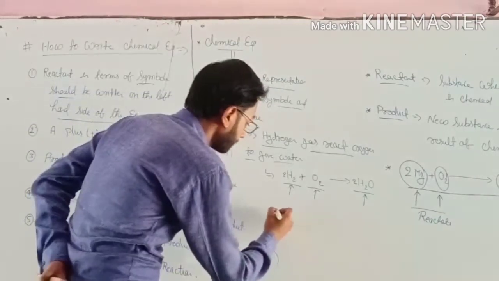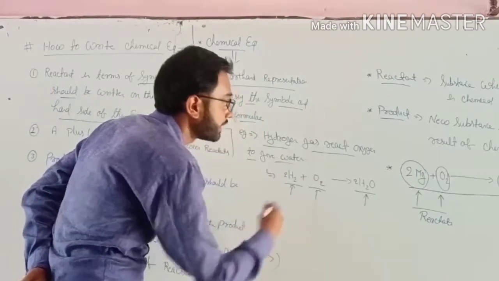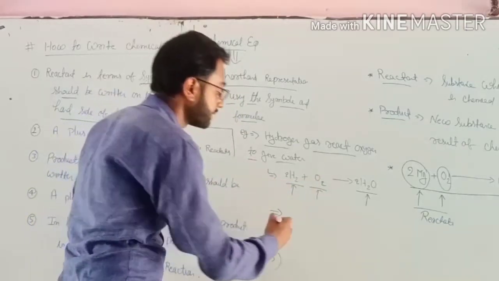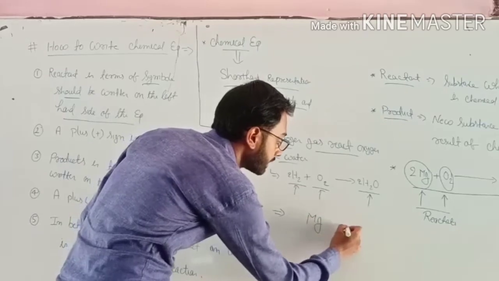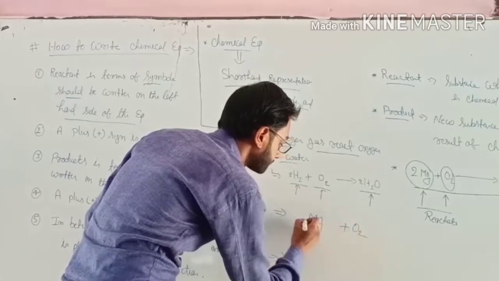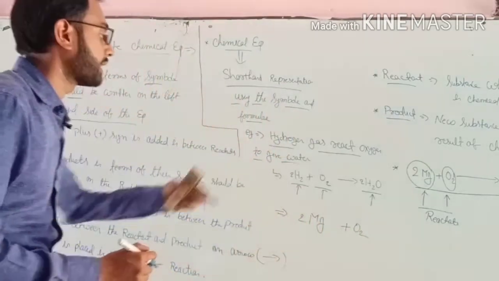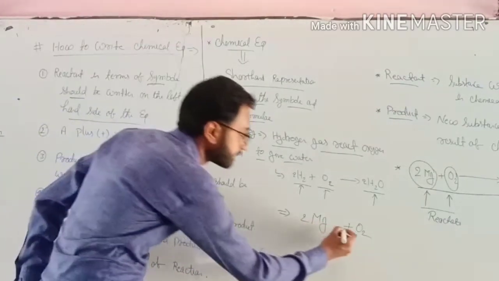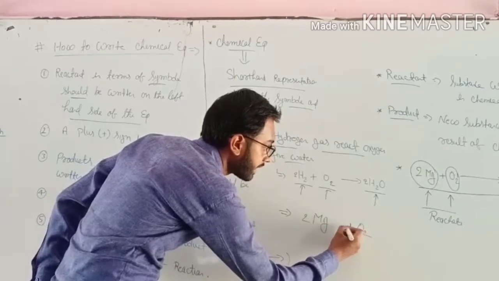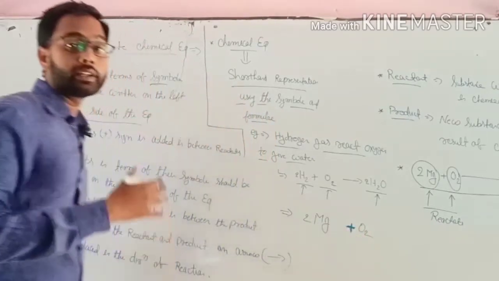So according to our first point, we write magnesium ribbon burned with oxygen. Our reactants are magnesium and oxygen. They are written on the left side. The second point says that a plus sign is added in between the reactants. This plus sign is added in between the reactants.